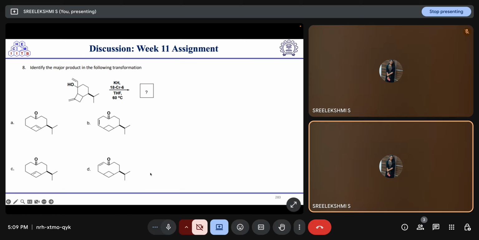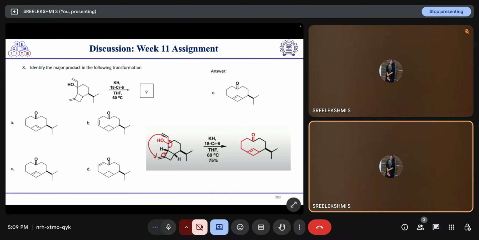So here, what is happening? This kind of ring expansion reaction is happening here. This bond will attack over this position, this double bond will shift over here, and this bond will break, and this will come over here to form this compound.